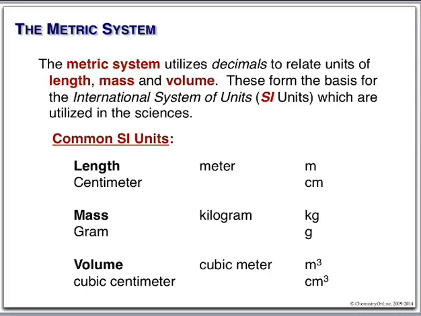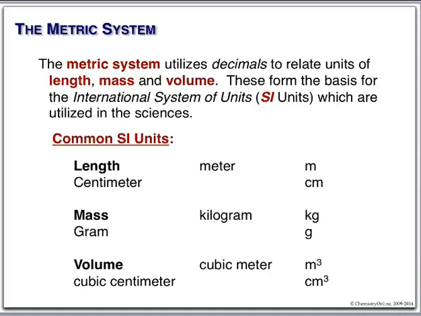It's about 39 inches or something like that, but that doesn't matter. A meter. We can take the meter and we can divide it into 100 pieces. When we do that, we get a centimeter. We abbreviate that as cm. We'll see why in just a second.